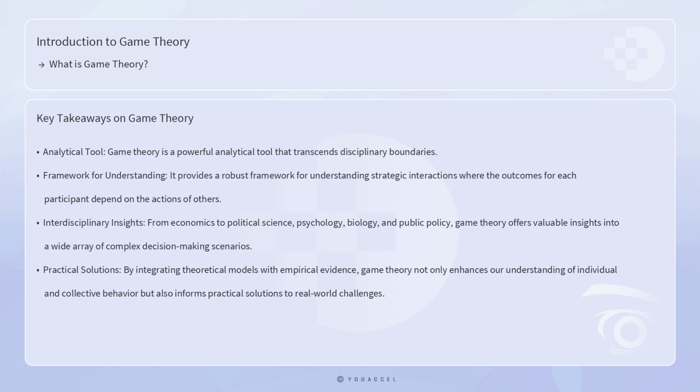In conclusion, game theory is a powerful analytical tool that transcends disciplinary boundaries. It provides a robust framework for understanding strategic interactions where the outcomes for each participant depend on the actions of others. From economics to political science, psychology, biology, and public policy, game theory offers valuable insights into a wide array of complex decision-making scenarios. By integrating theoretical models with empirical evidence, game theory not only enhances our understanding of individual and collective behavior, but also informs practical solutions to real-world challenges.